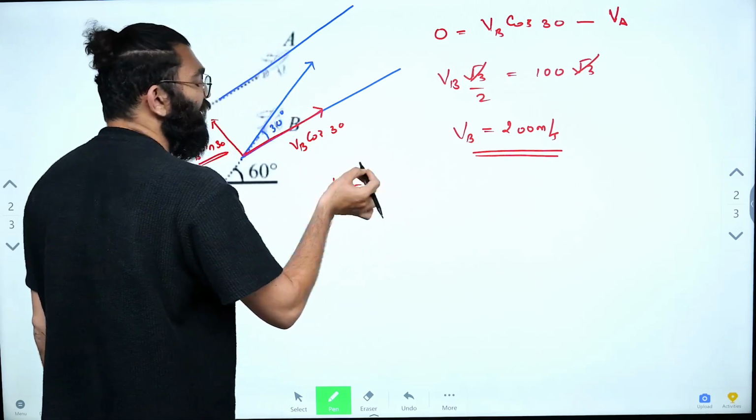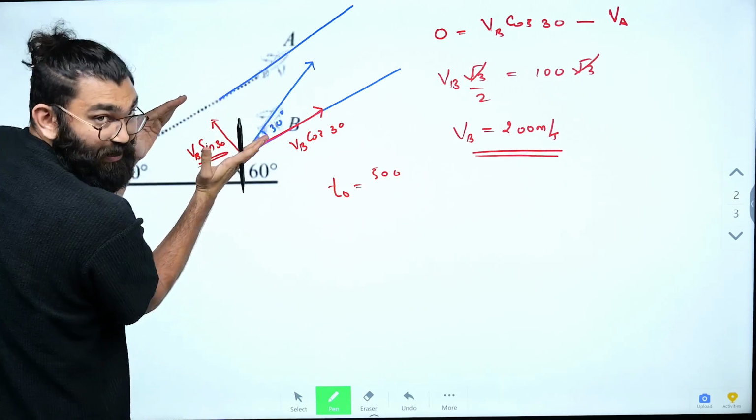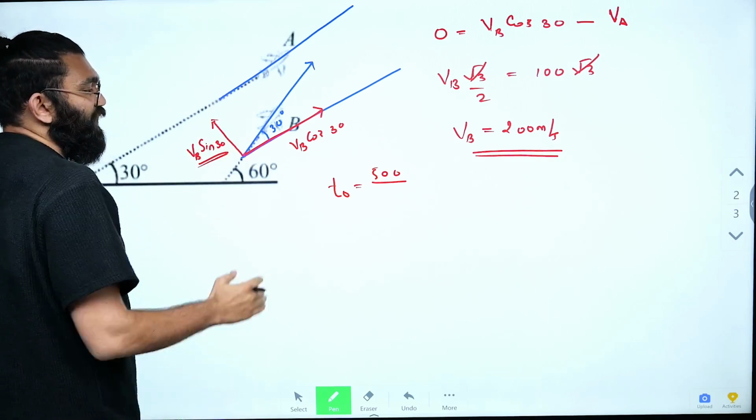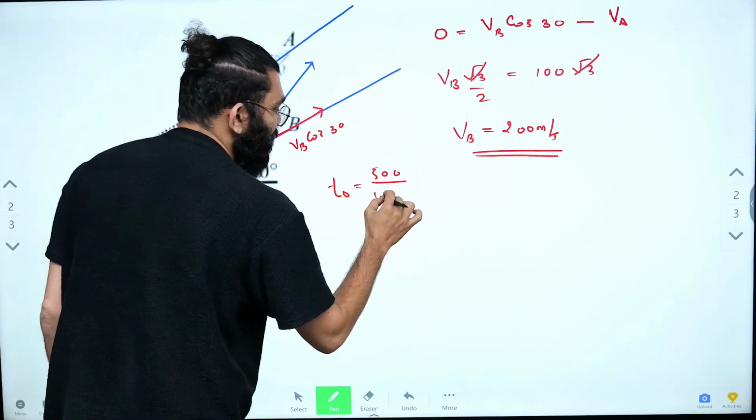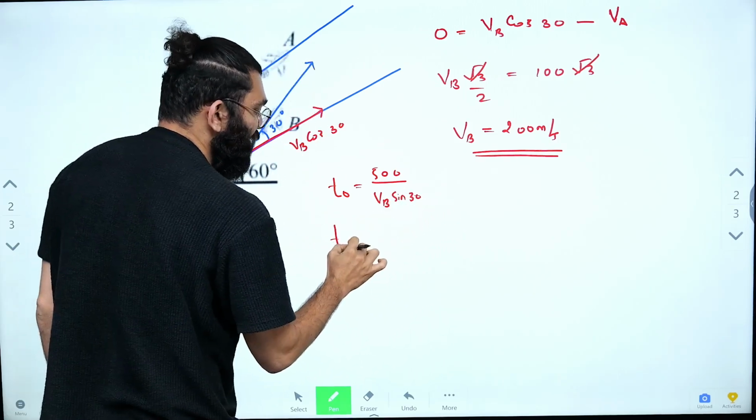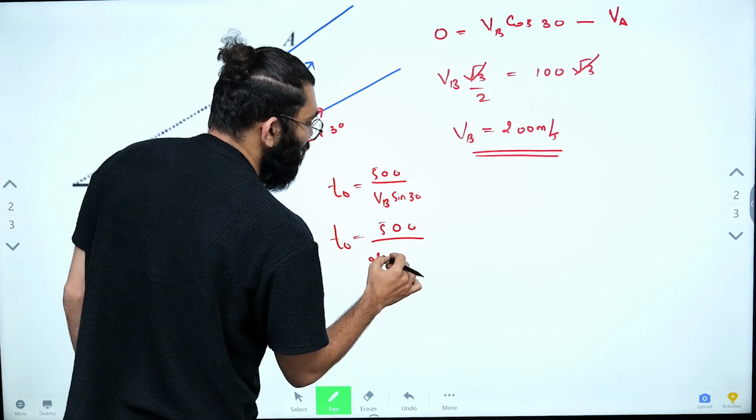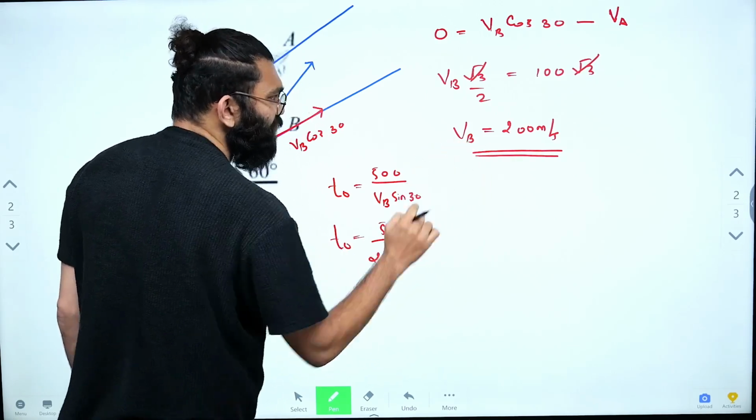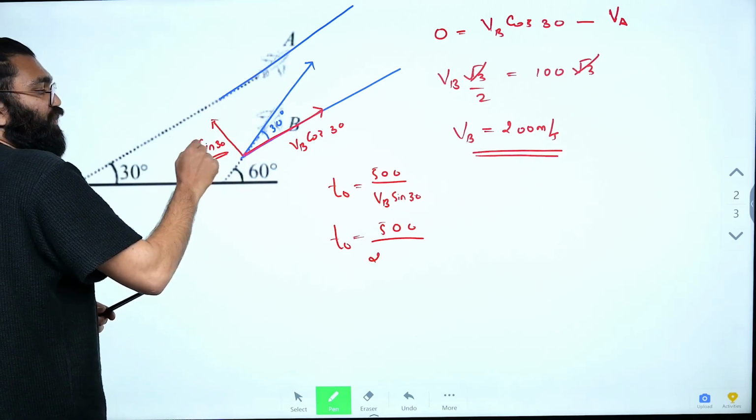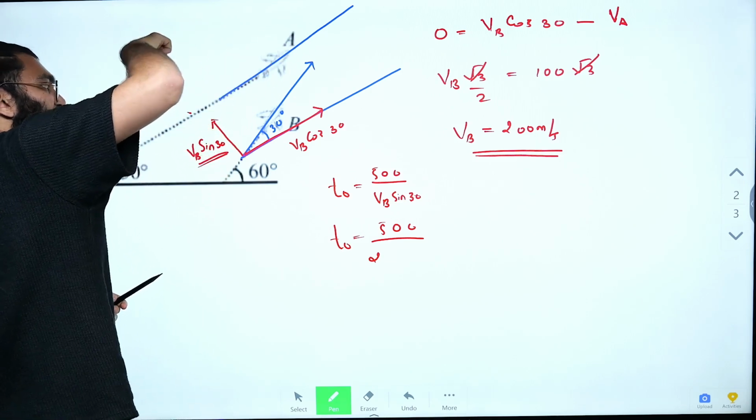So t0 is equal to the initial relative separation between them, that is 500, divided by the relative velocity along this particular direction. The relative velocity along this direction is Vb sin 30. So t0 is equal to 500 divided by the relative velocity, where the velocity of B is 200 and the relative velocity along this direction is Vb sin theta minus A's component, since A does not have a velocity component along this direction.